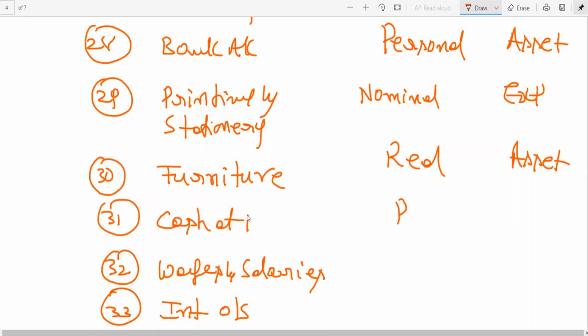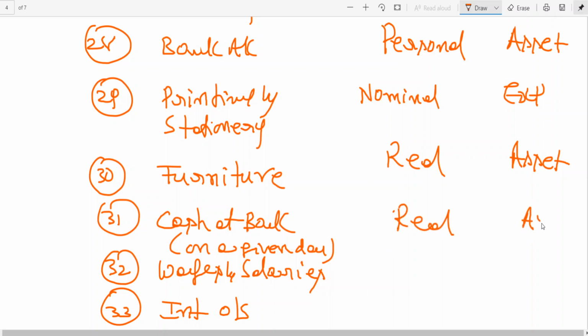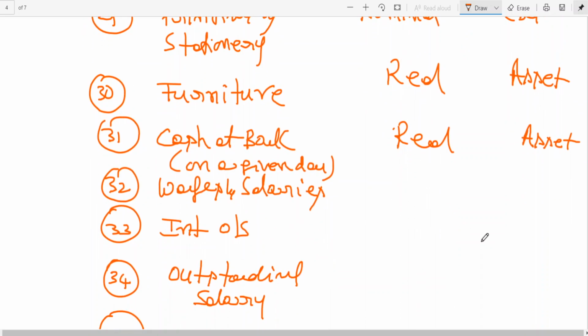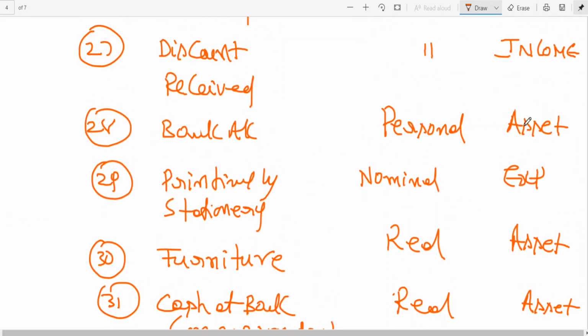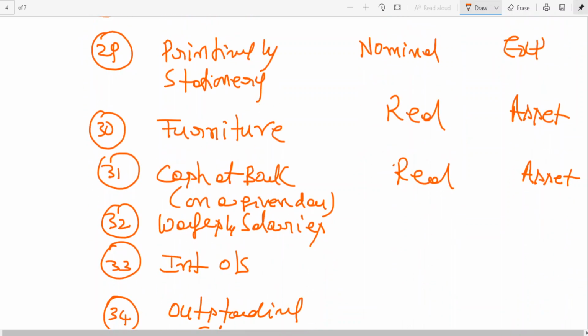Cash at bank I am using. What is the difference? Bank is personal. Cash at bank on a given day is an asset. It's real. Otherwise, only bank account is given as personal. Cash at bank on a particular given day is a real account, asset. The change is only under the traditional method. But under the accounting equation, bank is also an asset, and cash at bank is also an asset.